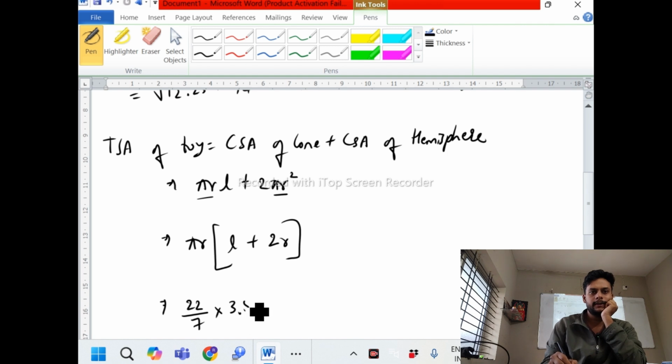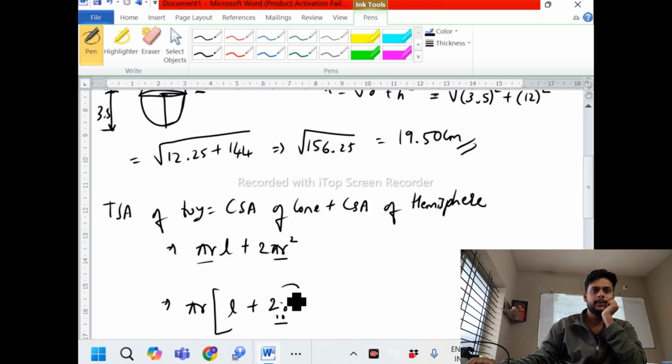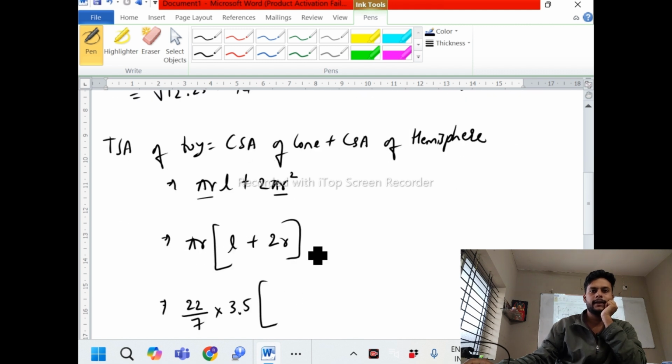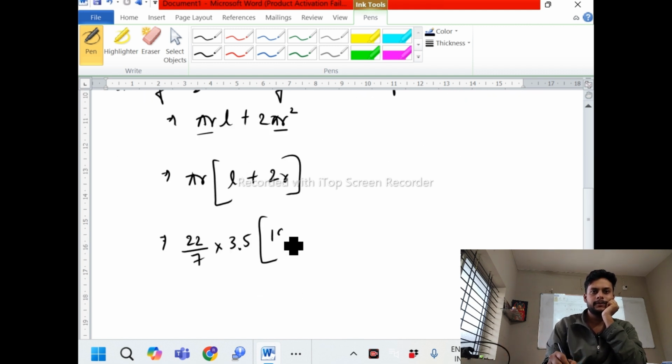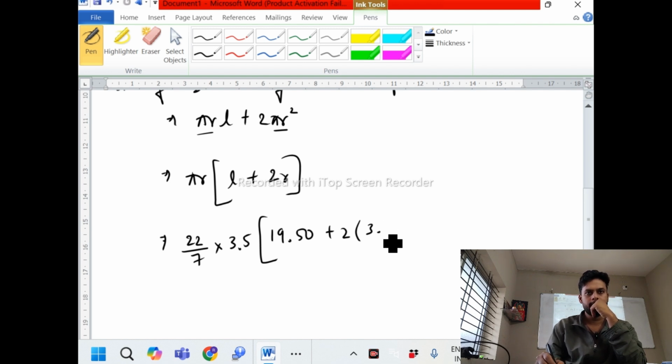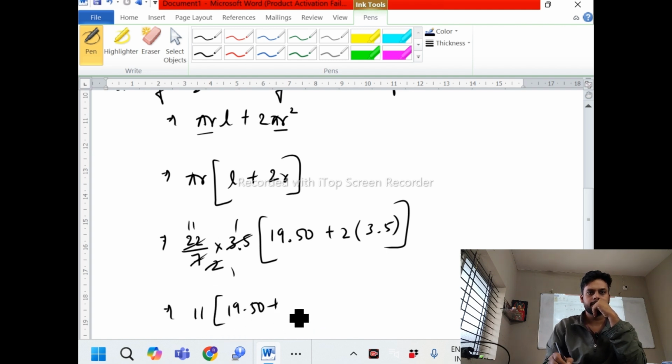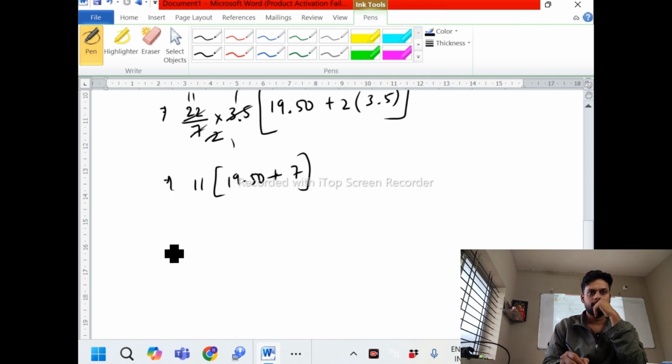How much was the radius? 3.5. And the slant height, how much did you get? 19.50 was the slant height. So 19.50 plus 2 times r. Radius is 3.5, so 2 into 3.5 is 7. 3.5 ones are 3.5, twos are 7. 2 ones are 2, 11s are 11 of 19.50 plus 7, 26.